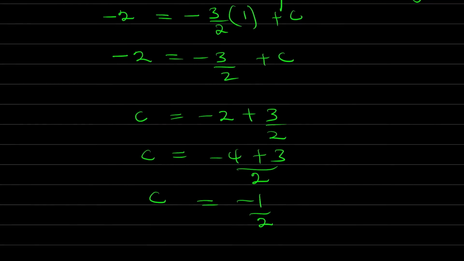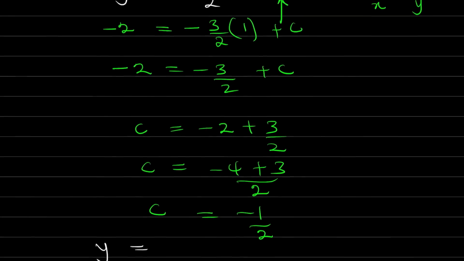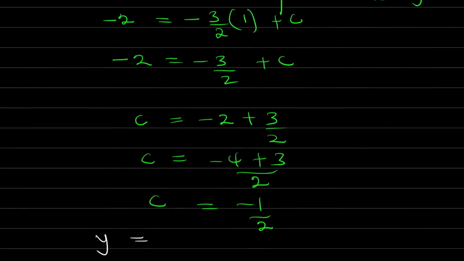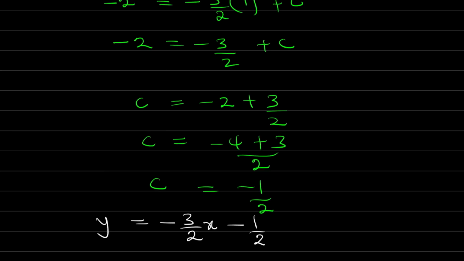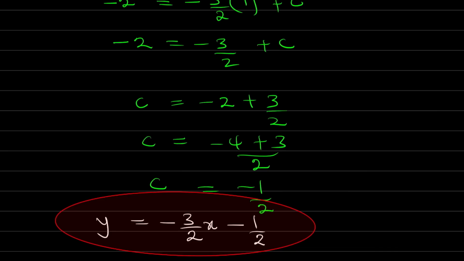Therefore, the equation of the line is now going to be y is equal to, we got negative 3 over 2 for m, so we have negative 3 over 2x, then minus 1 over 2. This is the required equation perpendicular to the line given in our question, and it is our final answer.